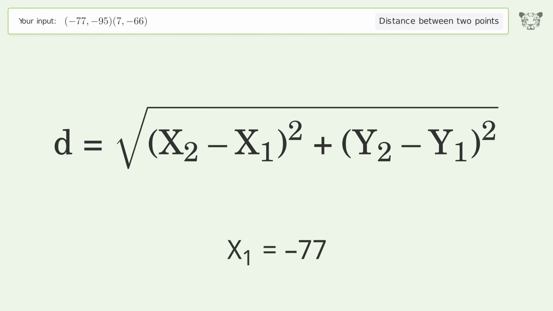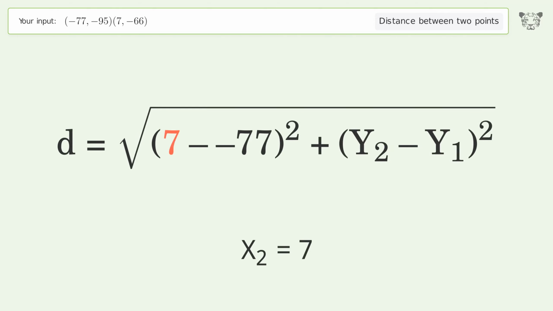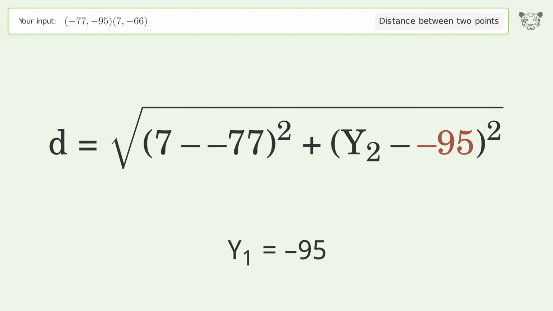x1 equals -77. x2 equals 7. y1 equals -95. y2 equals -66.